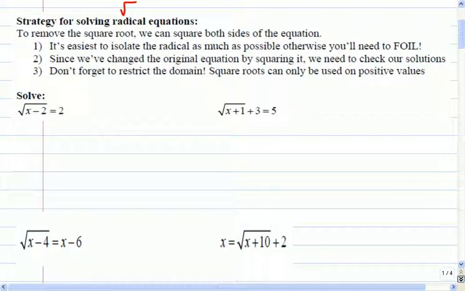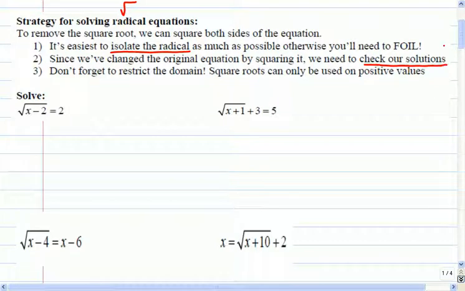Okay, so here's our strategy that we're going to work with. The strategy has a couple steps to it. We're going to try to isolate the radical as much as possible. Otherwise, it means we're going to have to do some expansion. FOIL, meaning multiplication, it's going to be extra work for us. So we want to try to isolate. And when we do find a solution, we need to check still.